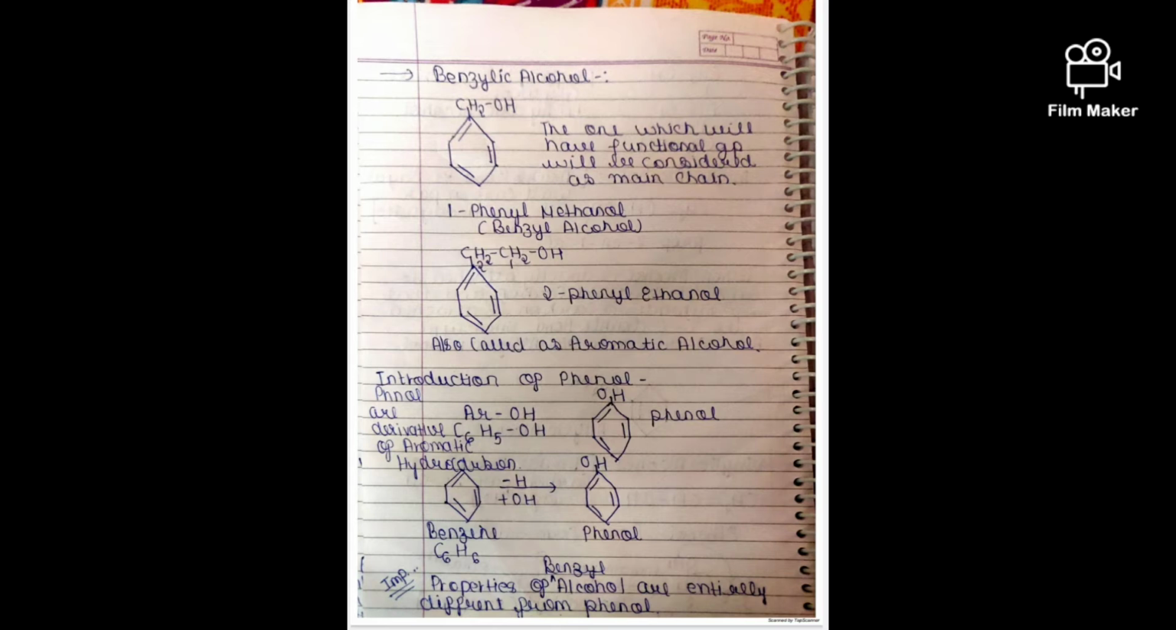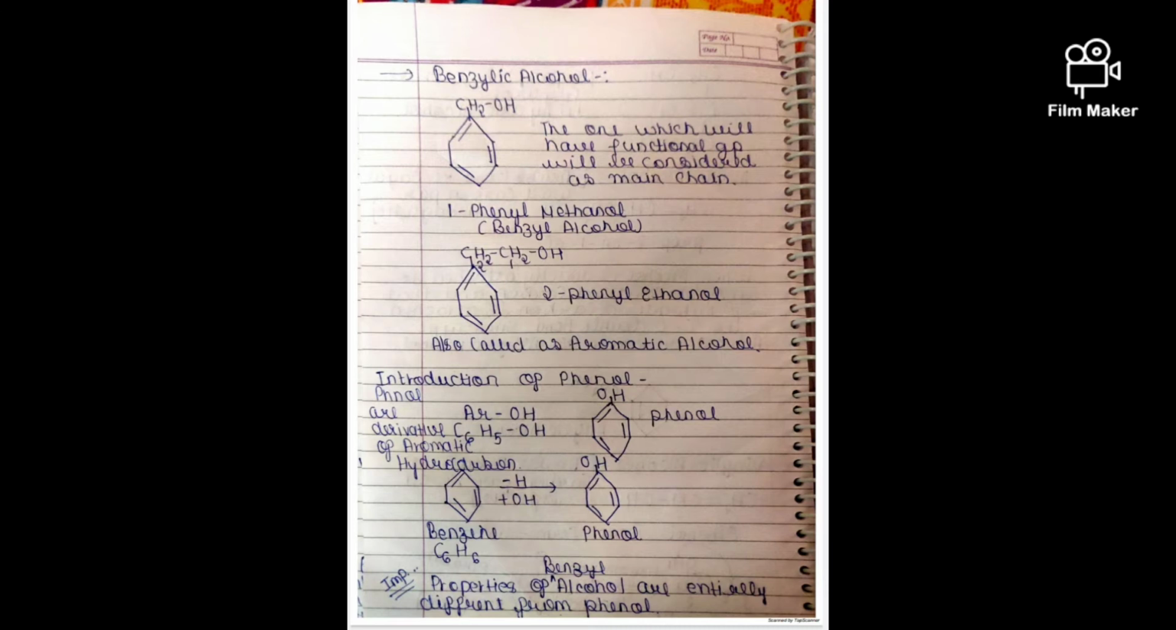Okay, as I've taken one of the cases here, you will see that I have taken the aliphatic carbon as the main chain, so I have named accordingly. For example, in the first case I have named it 1-phenyl methanol, which is its IUPAC name, and its common name is benzyl alcohol. And in the second case it is named 2-phenyl ethanol. Okay, and they are also called aromatic alcohols because the benzene ring is attached to the carbon.